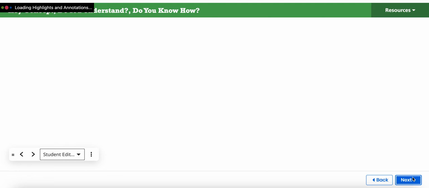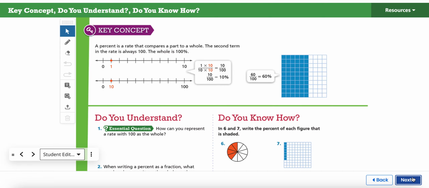Okay, page 384. So let's look at the key concept. We know that a percent is the rate that compares a part to a whole. The second term of the rate is always 100. So always comparing to 100. The whole is always 100%. You can use number lines to represent percent, or you can use the grid, or you can write equivalent fractions.